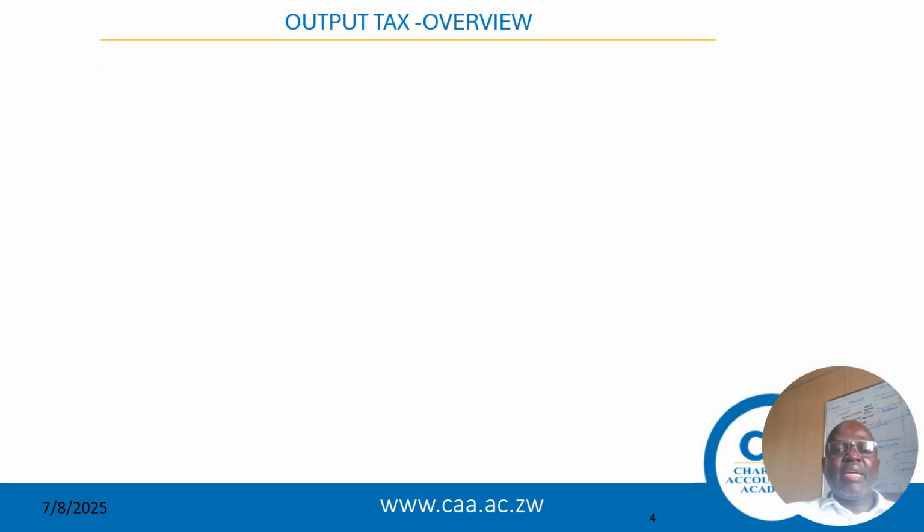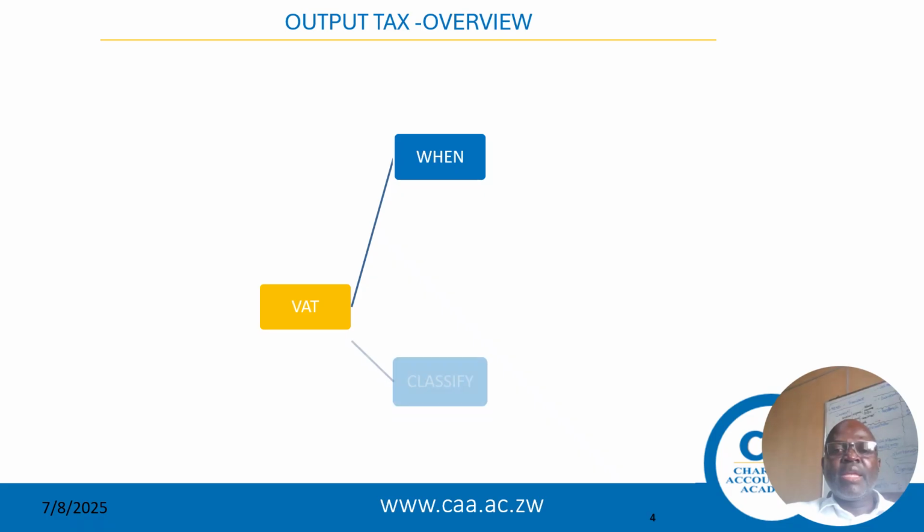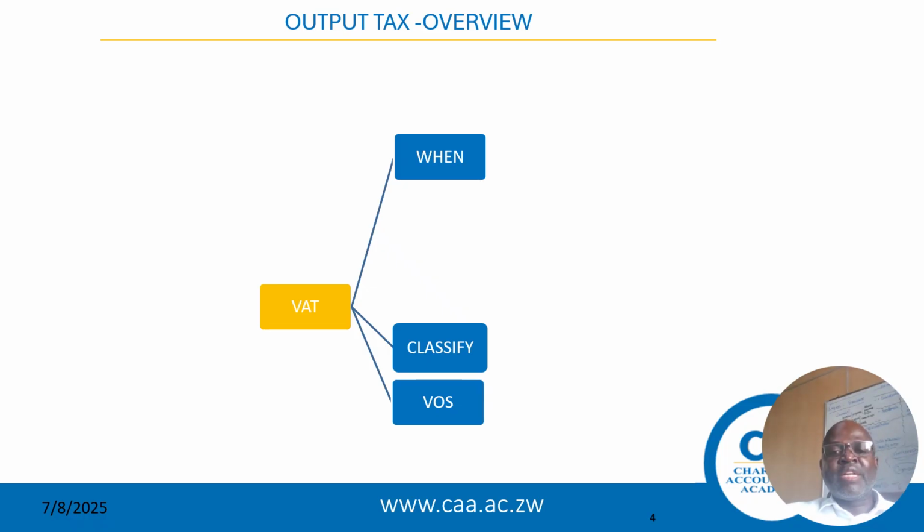So let us look at an overview of output tax. Output VAT arises when we need to know when it arises. Once we know when it arises, we need to classify that supply. And if it is classified as standard rated, we'll need to go further and say what is the value of that supply and the time of supply.